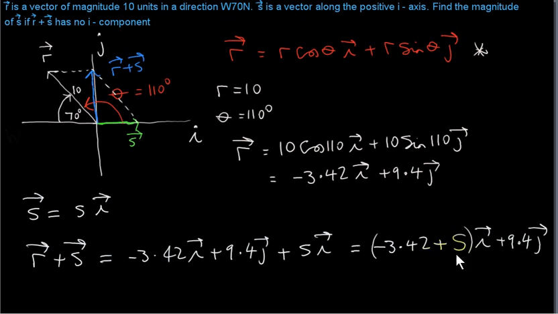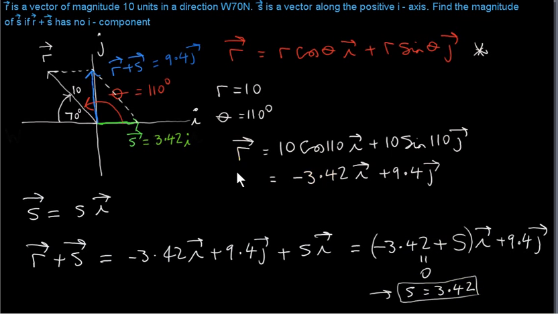We want the i component to be 0. We want vector r plus s to be entirely in the j direction, so we just want the thing in brackets to equal 0. If minus 3.42 plus s equals 0, that means s equals 3.42. So that's the answer.